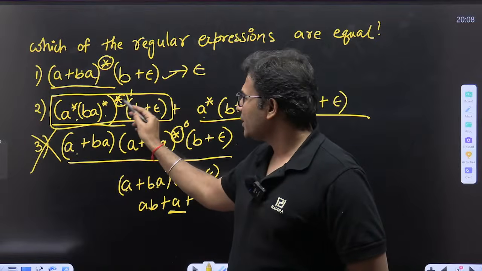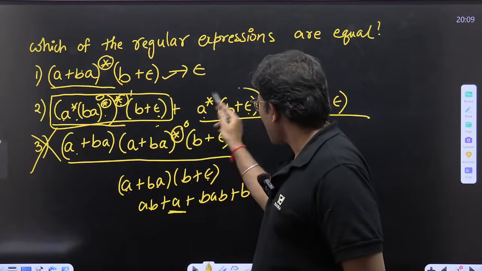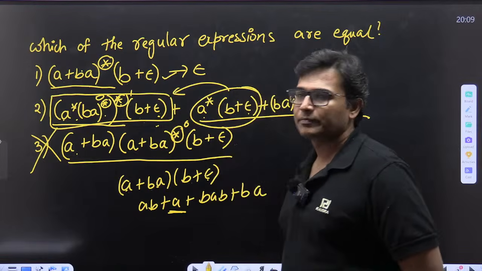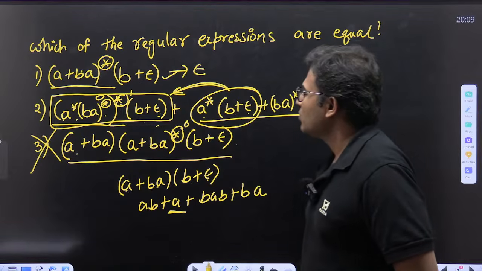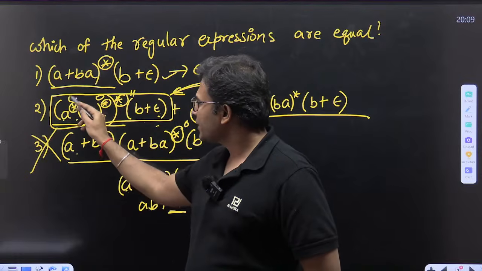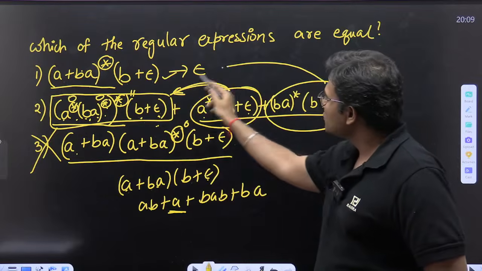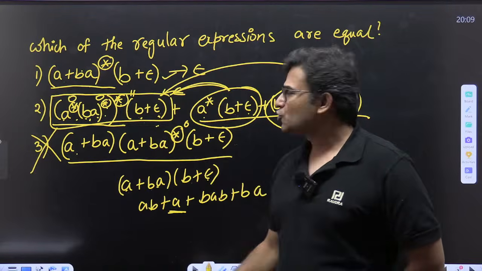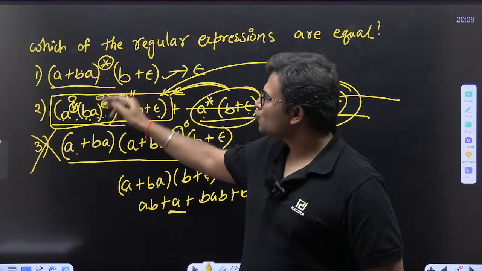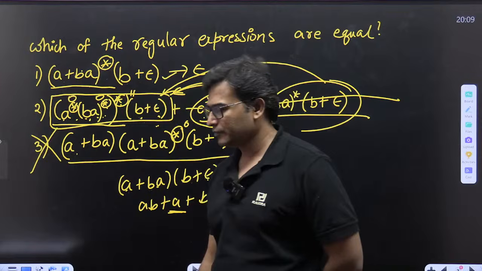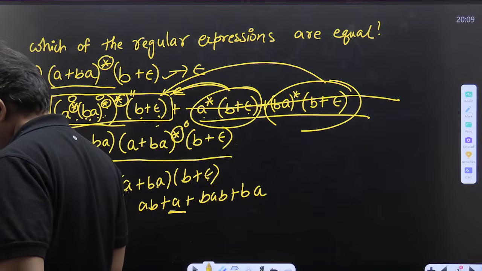See, if I put 1 here and 0 here, I get a star followed by b plus epsilon, which means this part is already a subset of this, right? Now, if I put 1 here and 0 here, I get BA followed by BA star followed by B plus epsilon. Now, this part is also part of this. So these two parts are already subsets of it. Therefore, there is no need of this. So, basically, 1 and 2 are same.